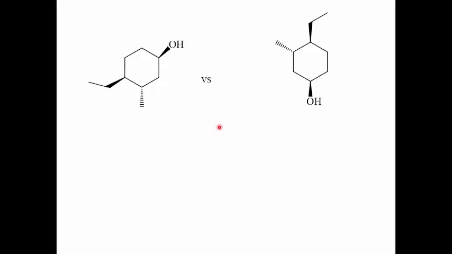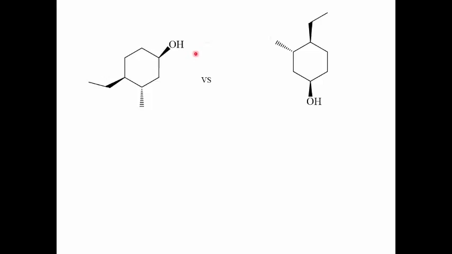In the third problem, let's compare these. Now they may initially look different. Let's check and see if they have the same structural formula. The first one has a hydroxyl, and 2 carbons over has a methyl, and then the next carbon has an ethyl. In the second molecule, we have a hydroxyl, 2 carbons over a methyl, and then 1 carbon over an ethyl. So they have the same structural formula.